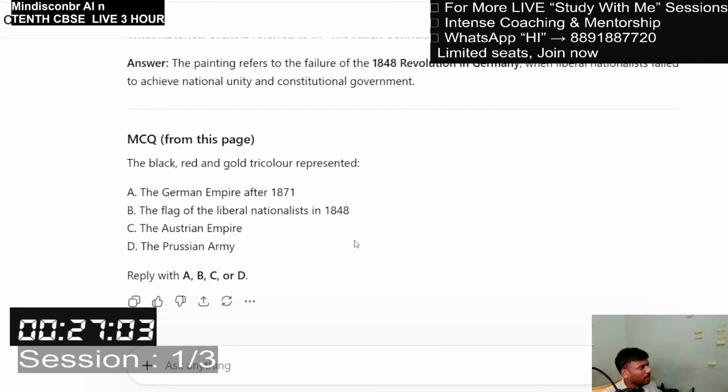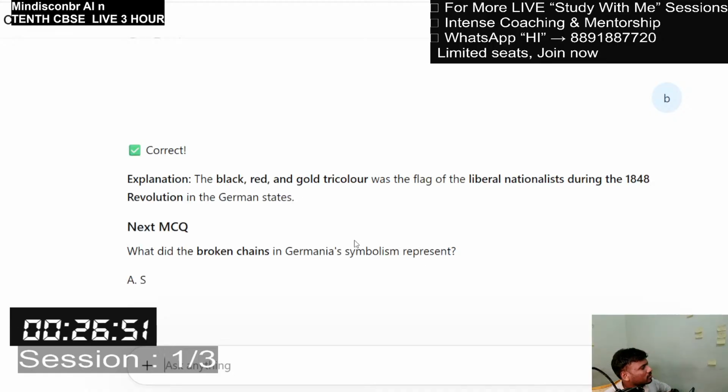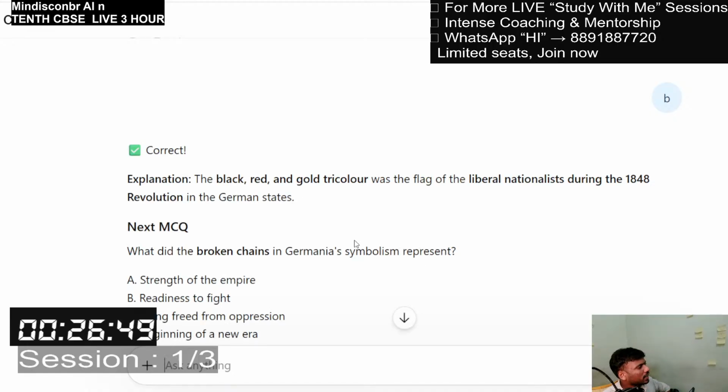MCQs from this page. The black, red and gold tricolor represented the flag of the liberal nationalists in 1848. The black, red and gold tricolor was the flag of the liberal nationalists during the 1848 revolution in the German states. What did the broken chains in Germania's symbolism represent? Being freed from oppression.